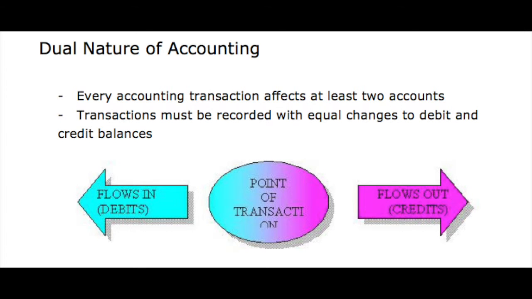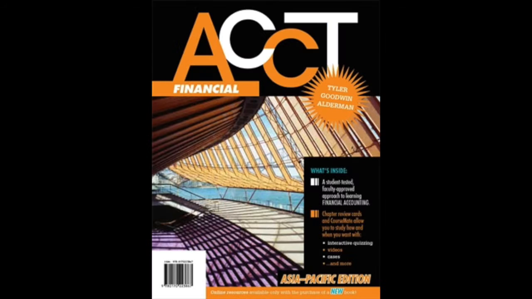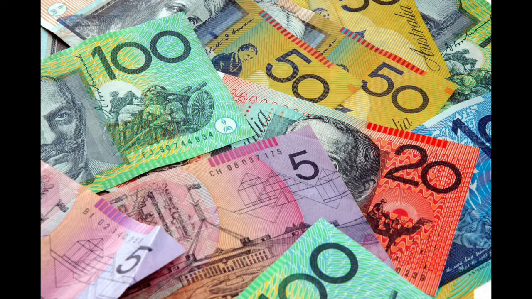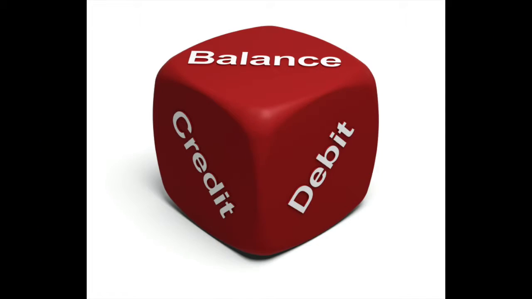We must now familiarize ourselves with the concept of a double entry accounting system. This concept is based on the dual nature of accounting, in which, as the ACCT financial textbook states, every accounting transaction affects at least two accounts. This means that every accounting transaction must be recorded with equal changes to debit and credit balances, which leads us into the next concept of debits and credits.